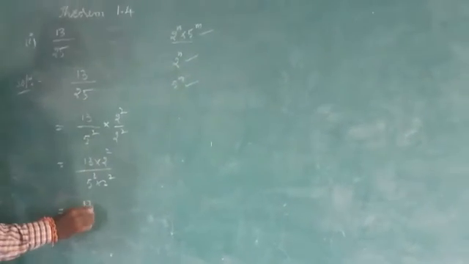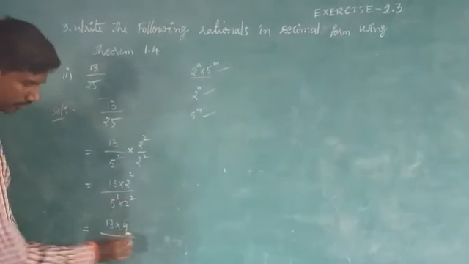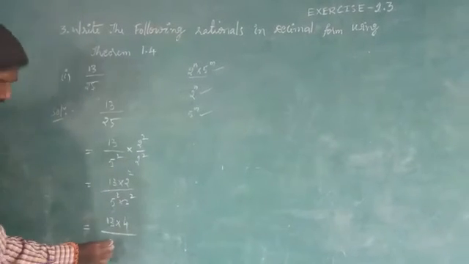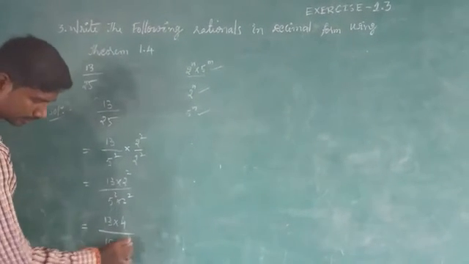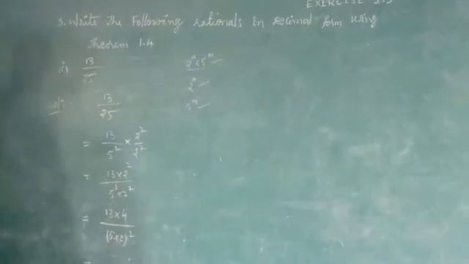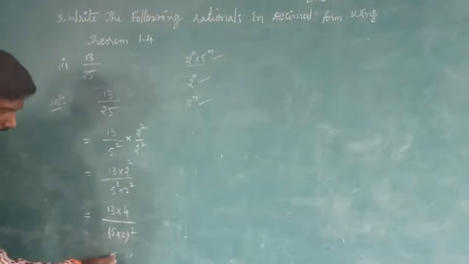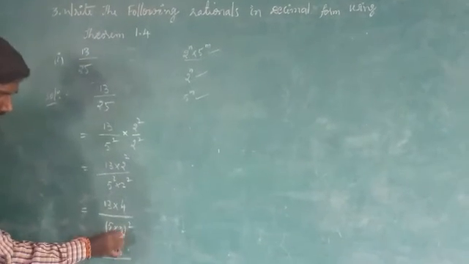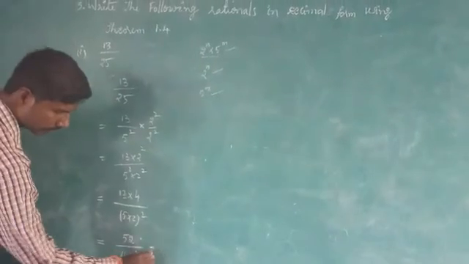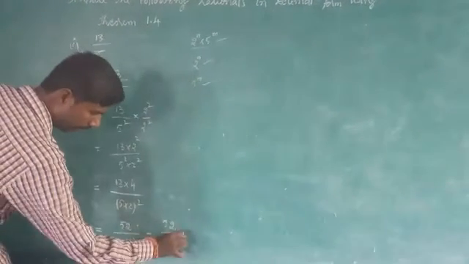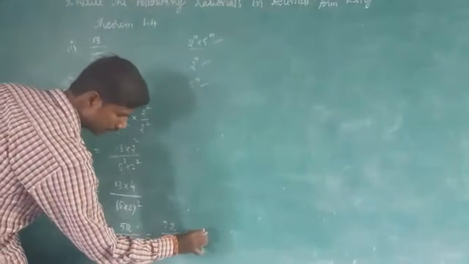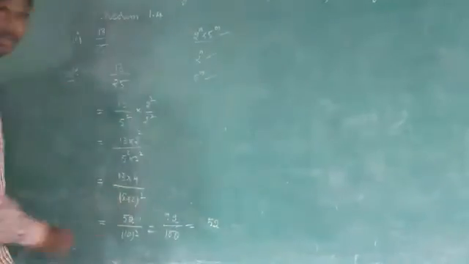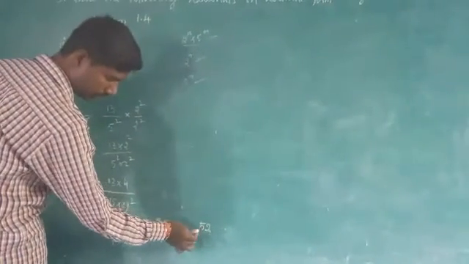So what you will write here: 13 by the 2 square value, 4. Observe it, the denominator you can write as 5 into 2, whole square. So 13 fours are 52 by 10 square, so 52 by 100. Let me write first 52 and put in the decimal point: 0.52. Now I have written it in the decimal form.